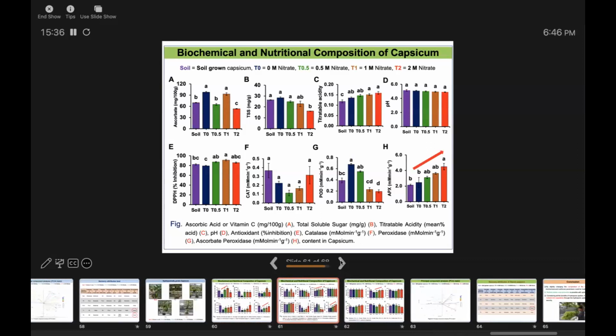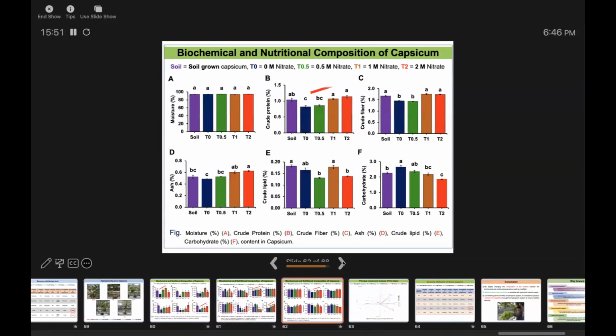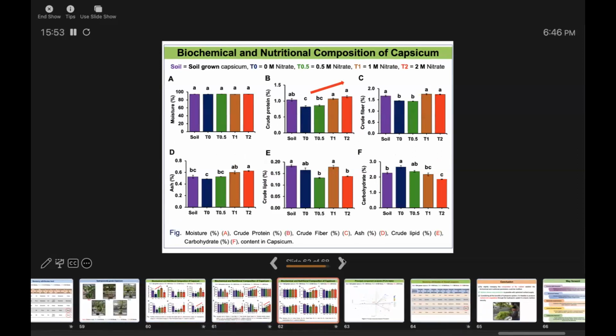In case of APX, this is another enzymatic antioxidant, which also increased dose dependently, and titratable acidity also increased in case of capsicum. And crude protein, as expected, also increased with nitrate treatment.